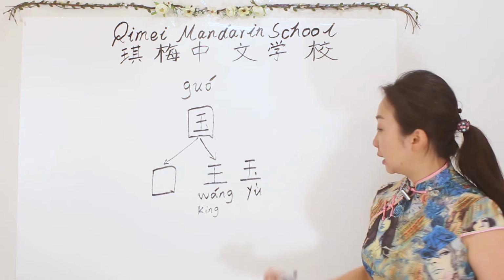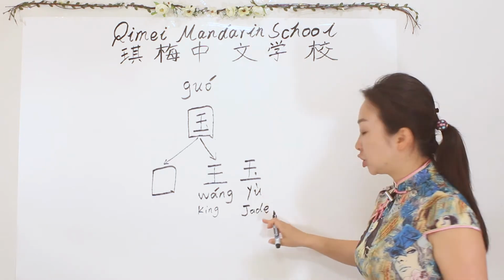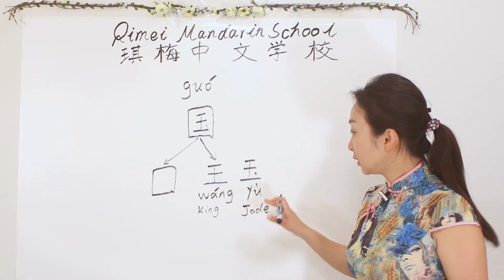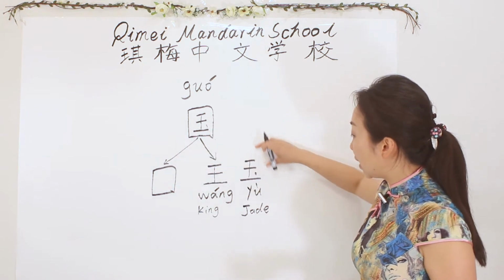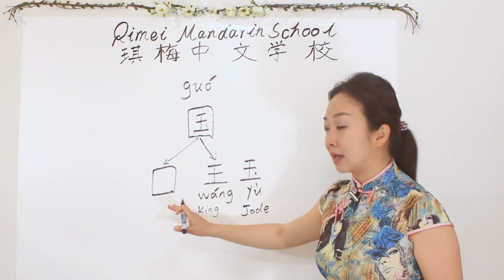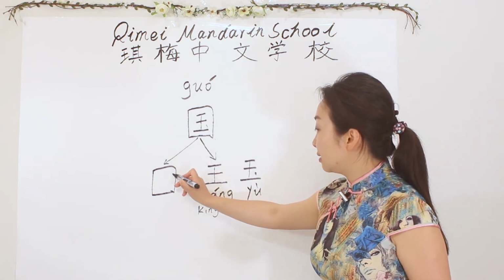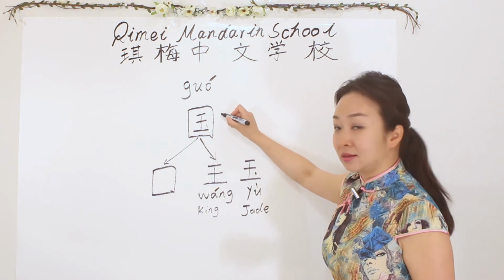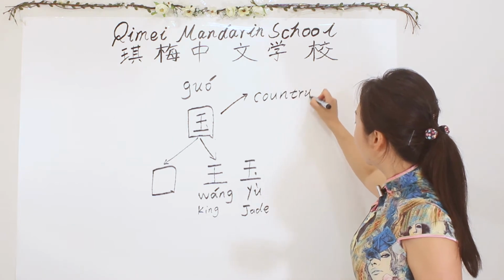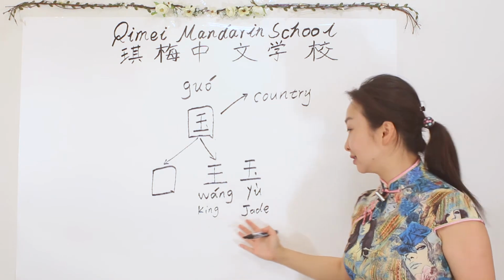So Yu literally means jade. So jade can imply wealth. So we put the king, we put wealth into this wall, to close it and protect it. So this word means country. Right? So this is the interesting story behind the Chinese characters.